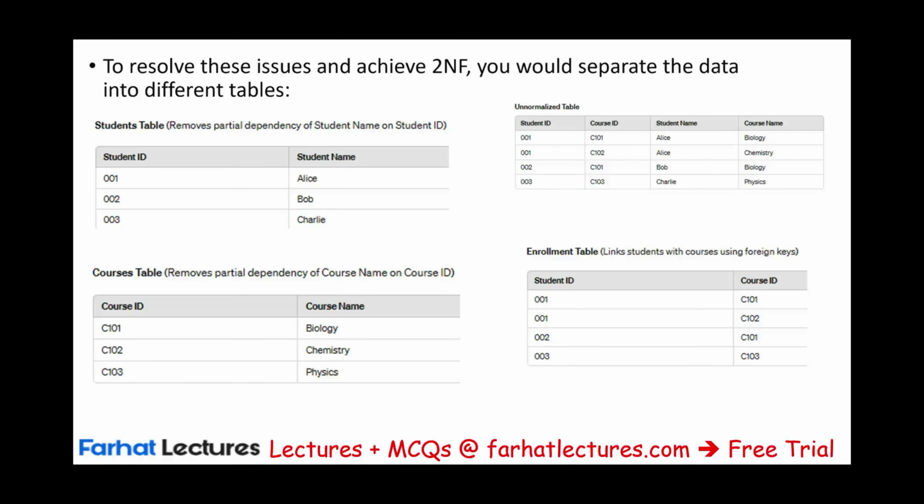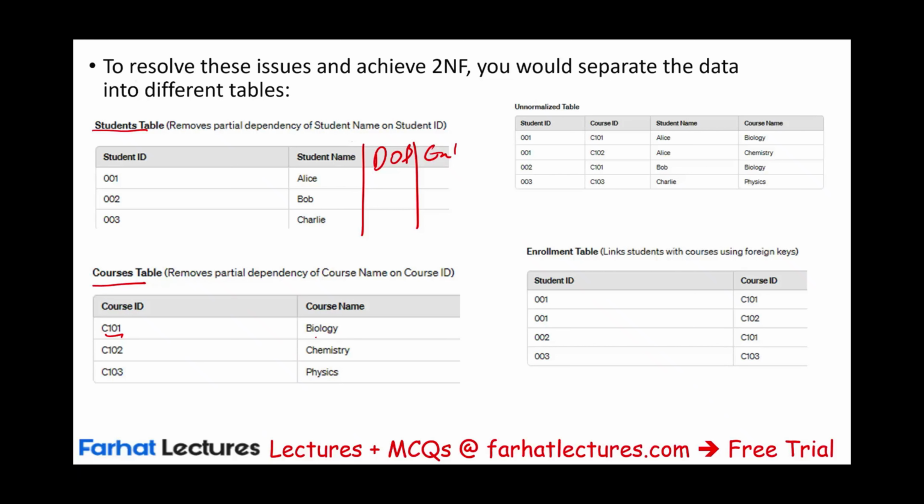So here's what's going to happen. We're going to create a student table, and in it we only have information about that student. It could be student name, date of birth, their email, just information about that student ID. Then for the courses, same thing.